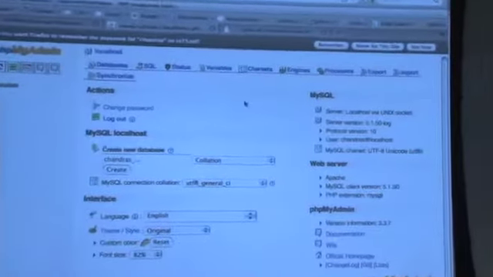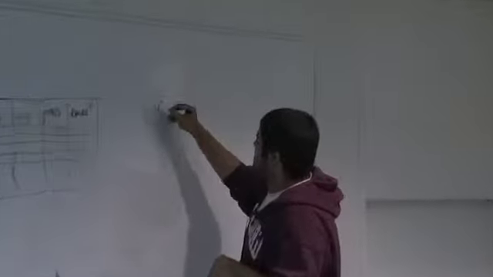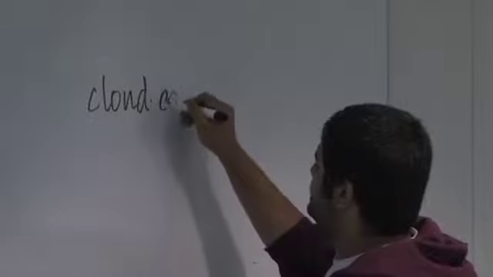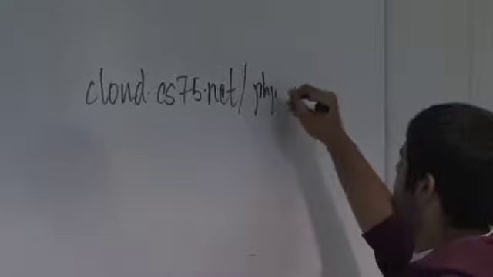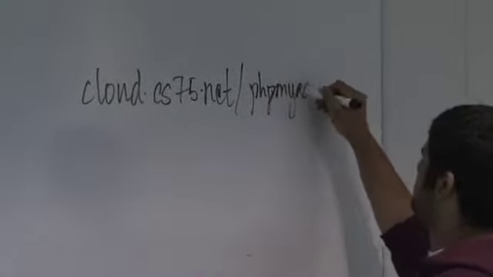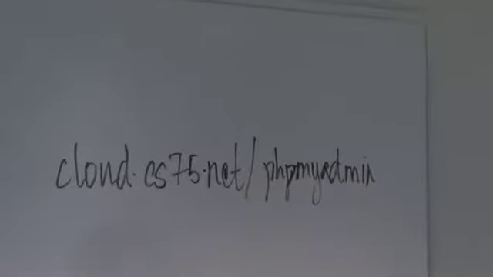So before we get started, some logistics regarding SQL. So the URL for where phpMyAdmin on the cloud is cloud.cs75.net/phpMyAdmin. This phpMyAdmin is basically a graphical interface for you to access the SQL databases. So to create a database, to create tables within the database, etc. And that brings up an interesting distinction: a database and a table.